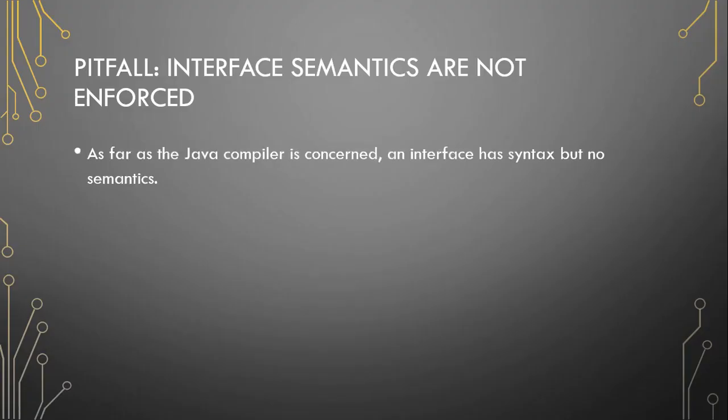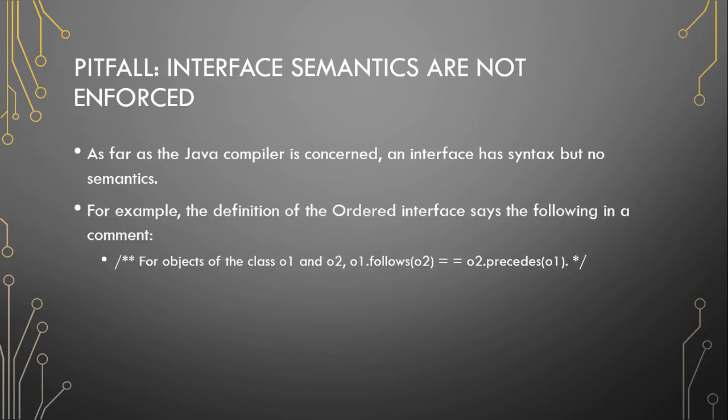Now there is a pitfall. Interface semantics are not enforced, because as far as the Java compiler is concerned, an interface has syntax, but no semantics to worry about. So if we want to make it a little more concrete, for example, the definition of the Ordered interface is the following in a comment. For objects of the class O1, O2: O1.follows(O2) equals O2.proceeds(O1).